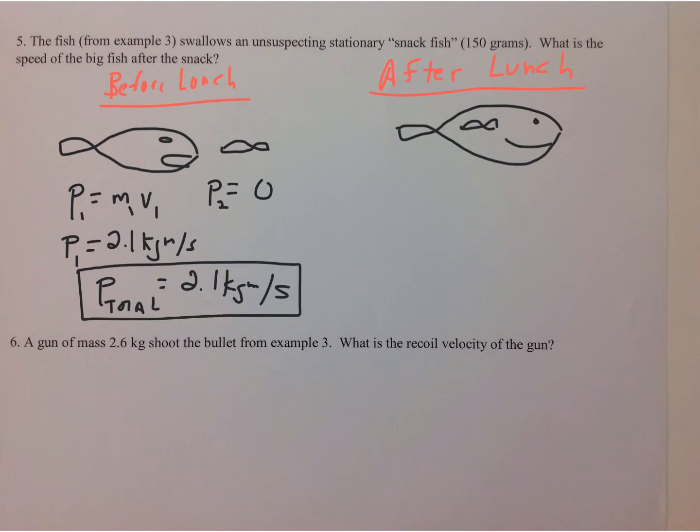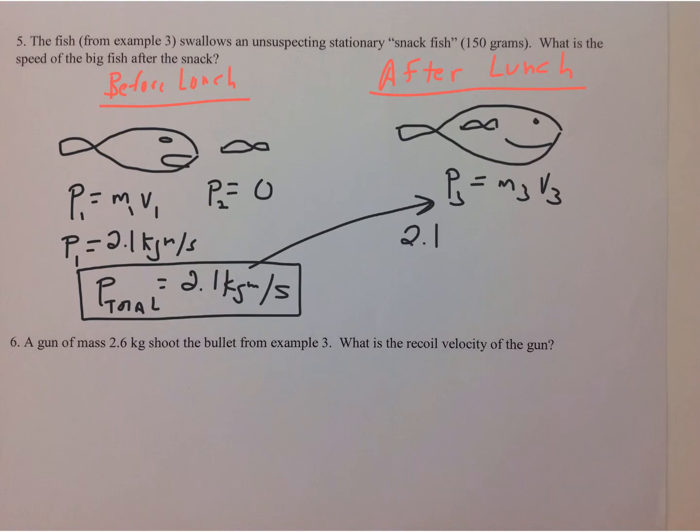All right, so the big fish is now happy after lunch. We're going to call this P3 equals M3V3. You can see by the big smile on his face that he's feeling pretty good with that little guy inside him. But this is what's conserved. This goes over here for P3 because now we only have one basically big object after lunch. The total momentum belongs to that one object, the big fish with the little fish combined.